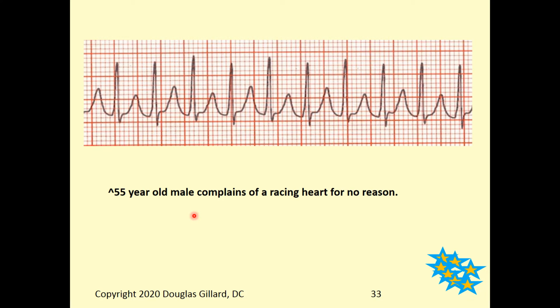How about this one? A 55-year-old male comes into your office complaining of a racing heart. He doesn't know what happened. What do you think of this tracing? Well, is it atrial fibrillation? No way. We can see a huge T wave. You wouldn't see any T wave in AFib. Where's the P wave? We don't see a P wave, or do we? Well, let's go back to our RR intervals. Look pretty good to me.